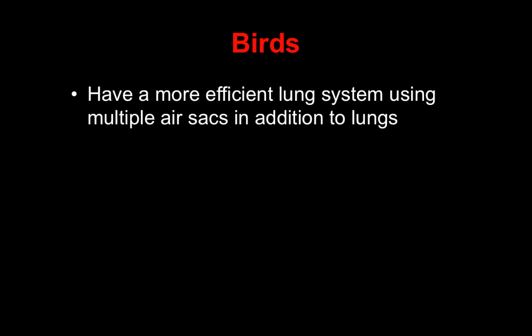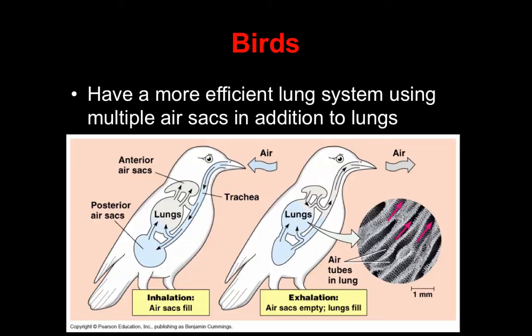Birds have a really efficient lung system where they actually have these multiple air sacs in addition to their lungs. So here's an example of that. And this allows them to much more efficiently pull in oxygen, exchange it with carbon dioxide, and then release it.